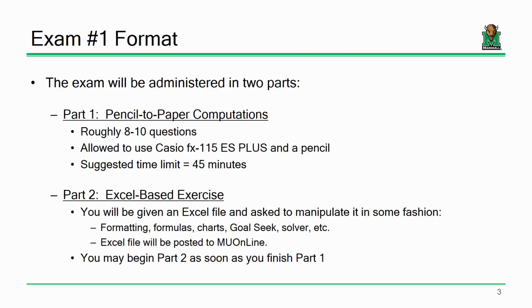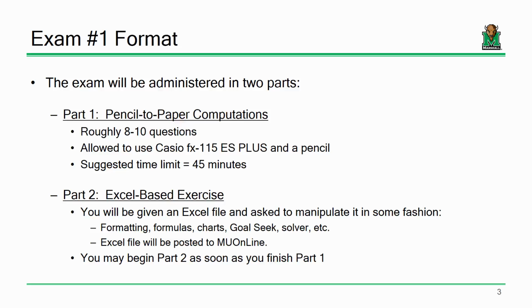Okay, so it's two parts. I'll actually print out two different sections. At first, I'm going to give you the portion of the exam that has to do with the basic engineering solutions and the Casio operations. That's part one. It's between 8 and 10 questions, and you can use only the Casio calculator and a writing instrument. And it's a suggested time limit of about 45 minutes maximum on that.